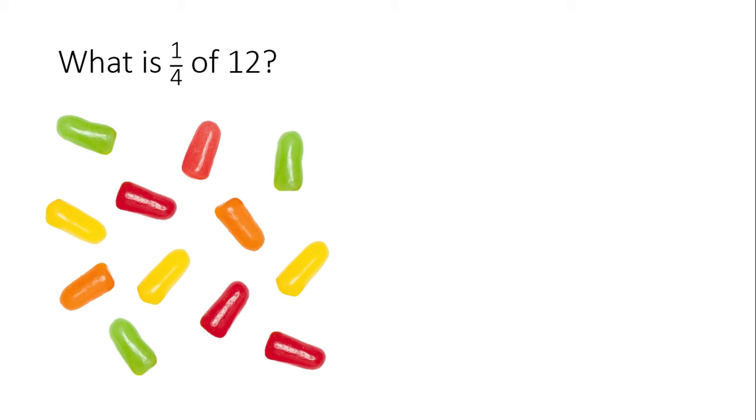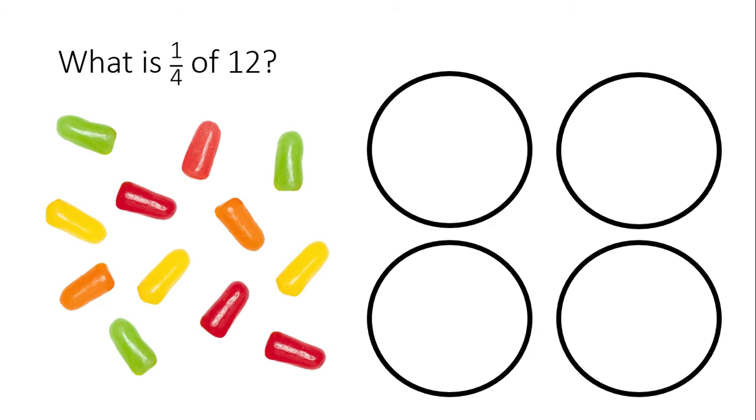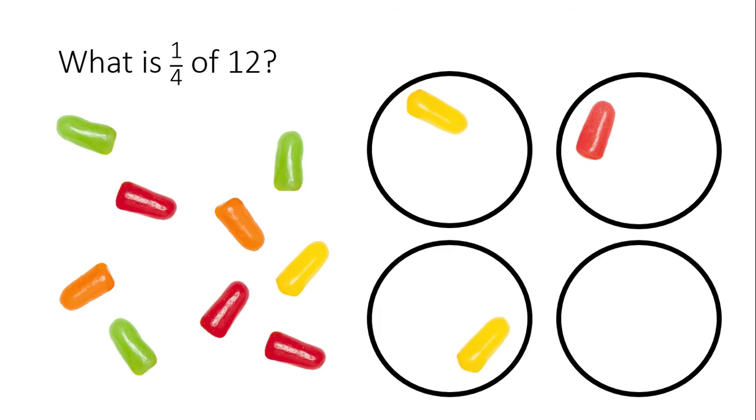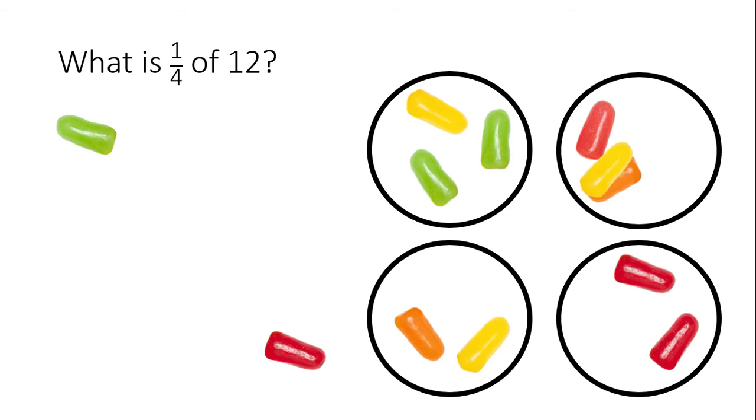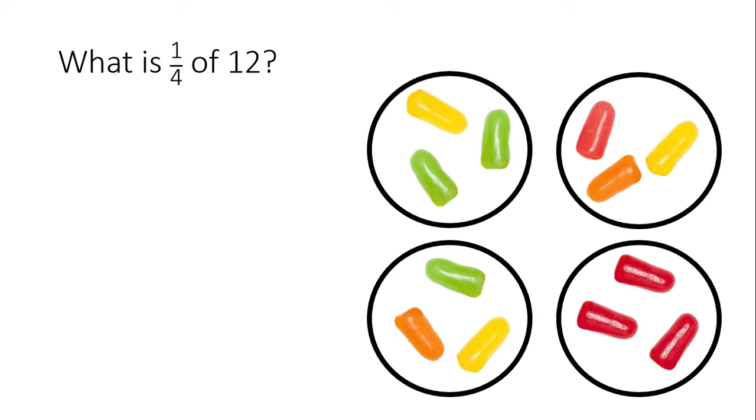Now last time you had to solve a problem like this. What is 1/4 of 12? And what we did is we made 4 groups, because the denominator says 4, and then we split up the Mike and Ikes evenly, because fractions always have evenly divided amounts. And so we went 1, 1, 1, 1, 2, 2, 2, 2, 3, 3, 3, 3. And we just had to choose one of those groups, and there were 3 in that group. 1, 2, 3. And so we said that 1/4 of 12 is 3.